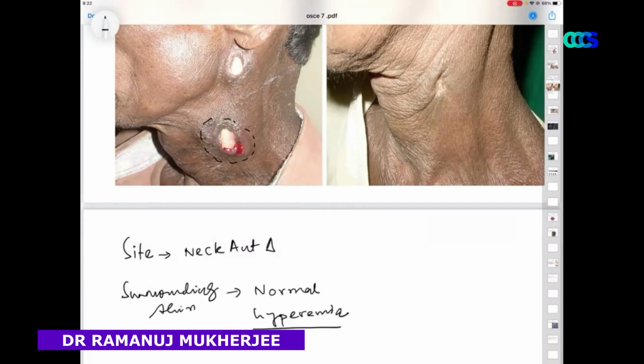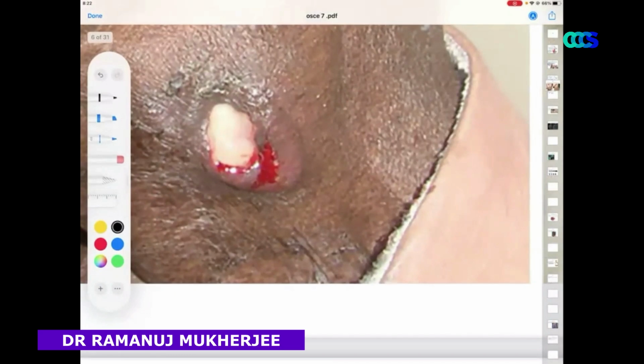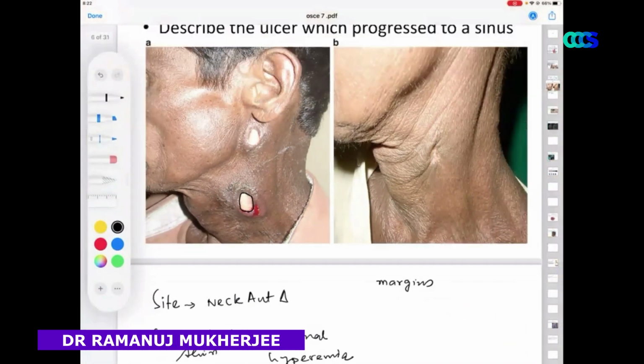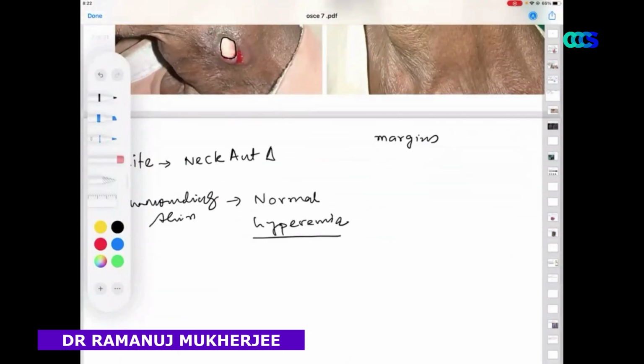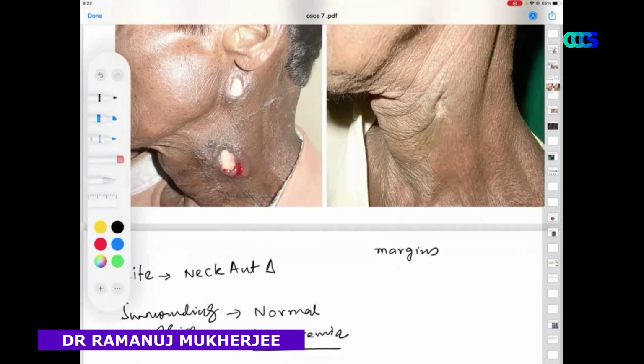Now, the next one: what about the margins? Which part is the margin? If you enlarge the picture, I think you can see the margin very clearly. A very well defined margin. This is the reason I gave this simple question, because there is still a lot of doubt among students about which one is the margin. So this margin is technically a well defined margin.